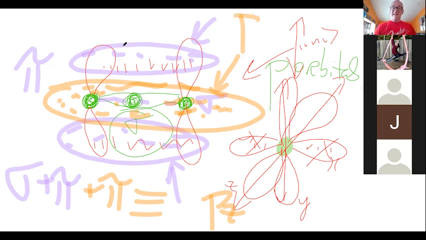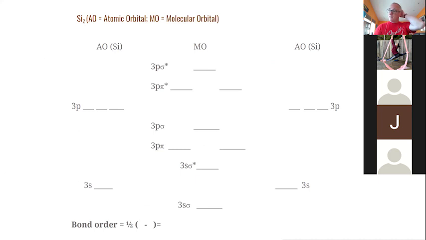That's why they're called pi bonds. They're made with p orbitals, so we call them pi bonds. And the only electrons that make pi bonds are p. So these electrons in the p pi orbitals, that's why they're called p pi orbitals, because it's p electrons making them.